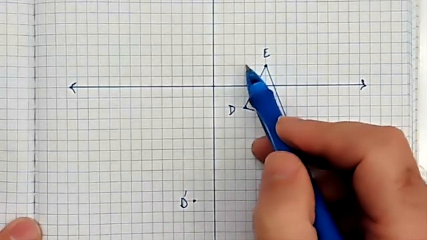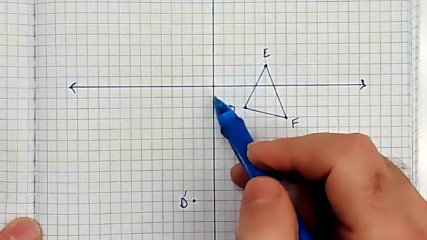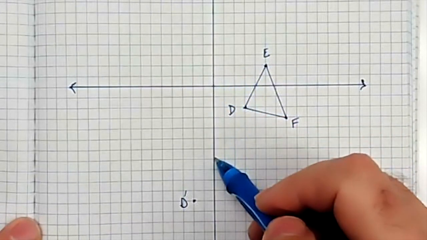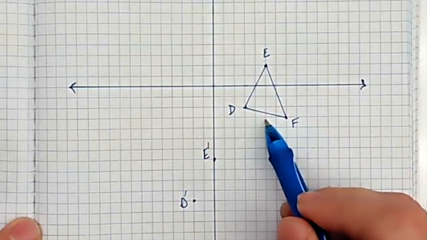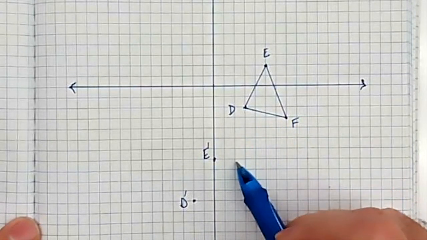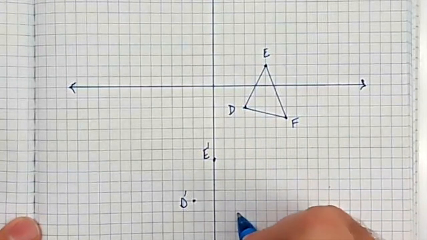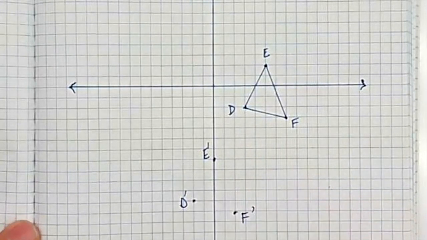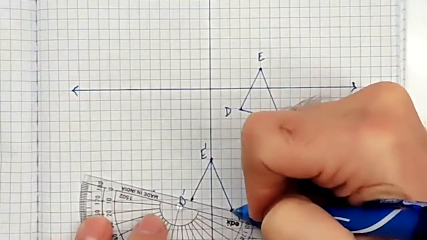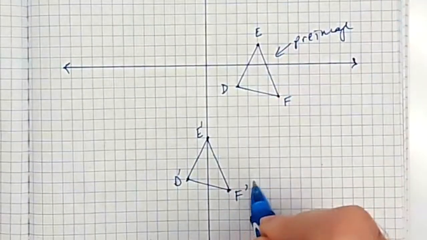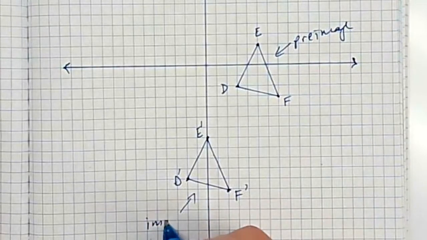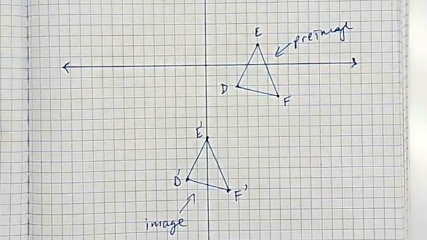With E, 5 to the left and 9 down. That's going to be my E prime. And finally with F, 5 to the left and 9 down, and that gives me my F prime. My pre-image. And this is my image, right? The image being your final destination.